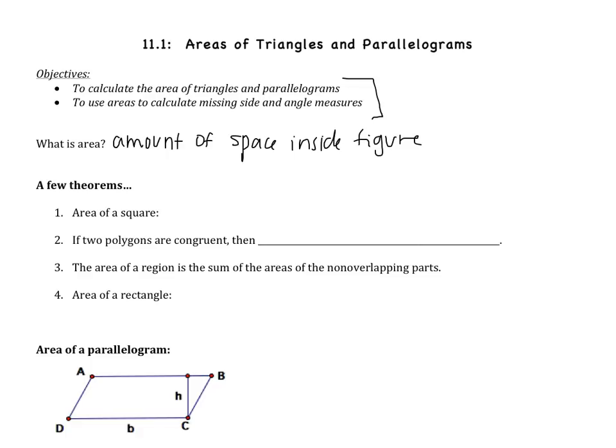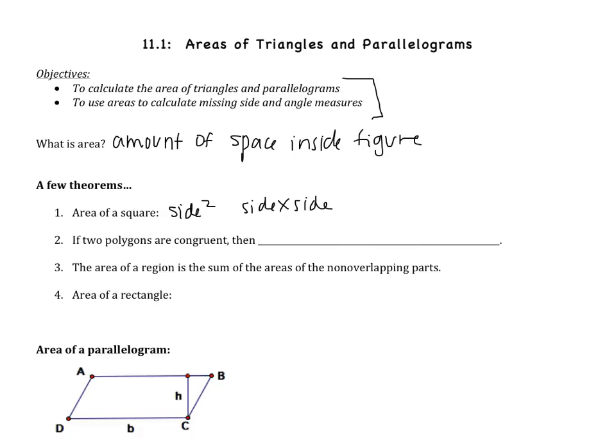Few theorems. The area of a square. Well, if you remember, a rectangle is base times height, but in a square, the base and the height are the same. So the area of a square is just the side squared, or side multiplied by side. So that you should know.